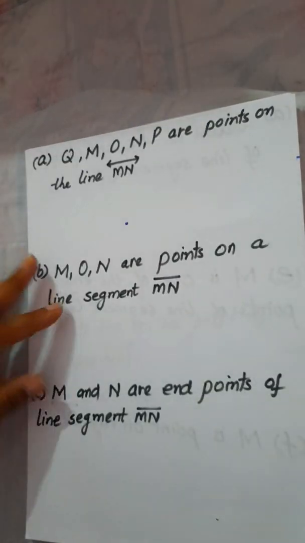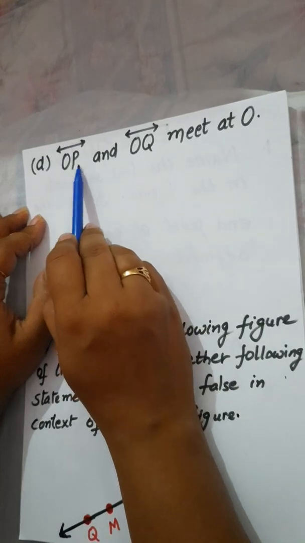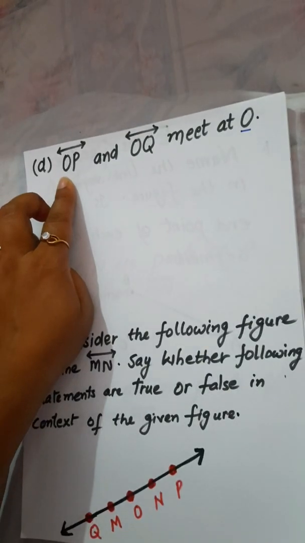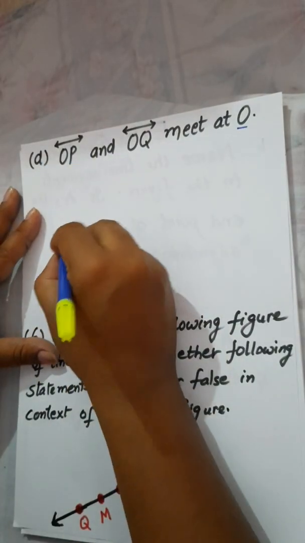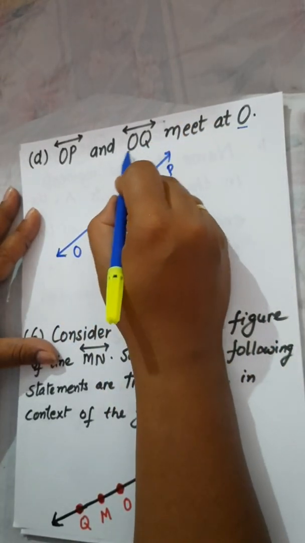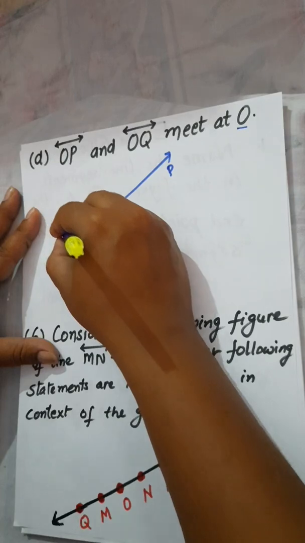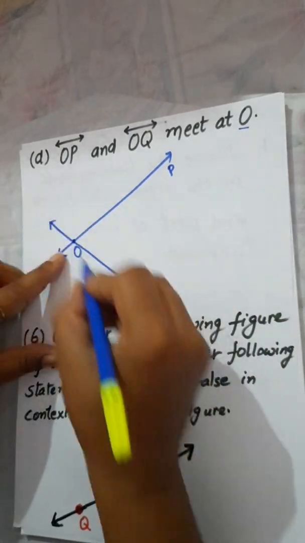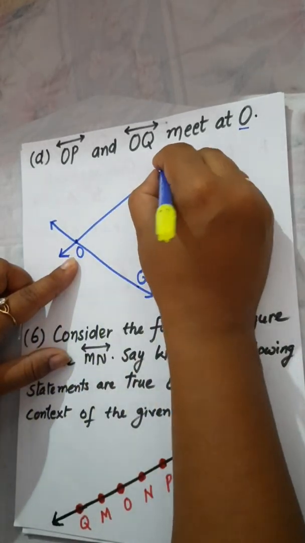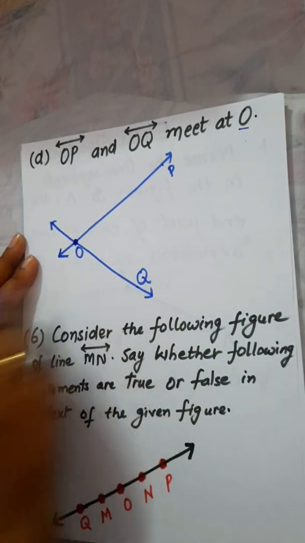Now next we have the D part of question number 5, that is OP and OQ meet at O. We have OP. This is our OP, and OQ meets it at O. Means if this is the point O, then the other line will meet at this point. So this is the meeting point, and this line represents OQ. So this is OQ and this is OP. OP and OQ meet at O. So this is your point of intersection, that is O.